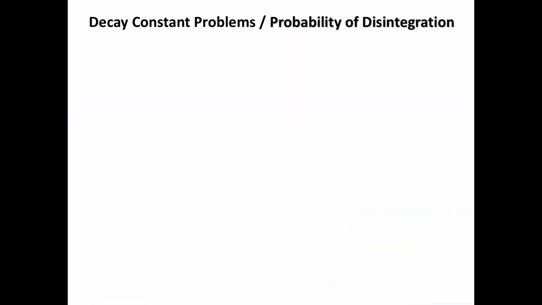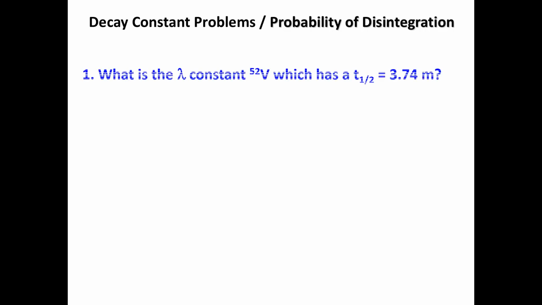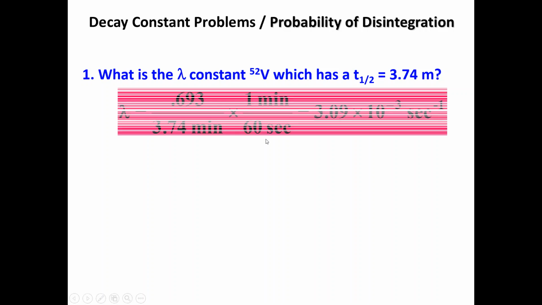The first problem that we will take on consists of decay constant problems, or probability of disintegrations. What is the decay constant of vanadium 52, which has a half-life equal to 3.74 minutes? We are asked to find the decay constant for this element, and the half-life is given in minutes. So first of all, we have to convert that into seconds, and then apply the formula to find the solution.